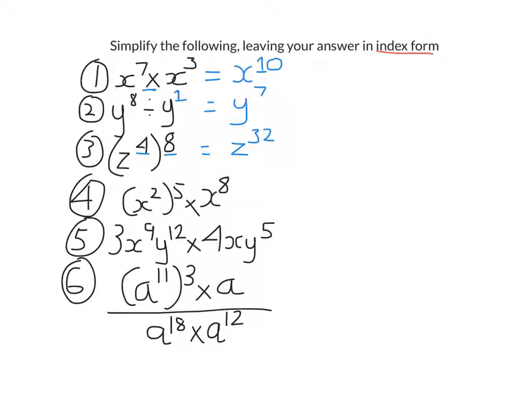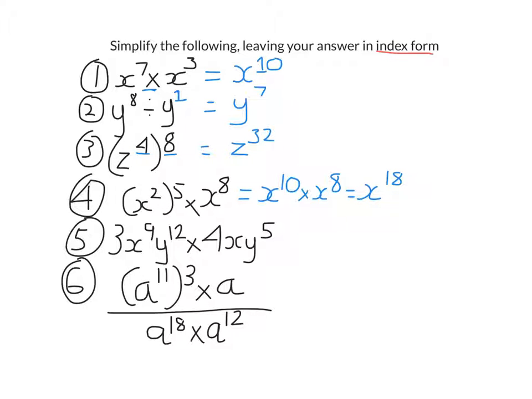So in question 4, we have to use a combination of laws. So we do the brackets first. X to the power of 2 to the power of 5, keep the same base, multiply the powers. Then we need to multiply by x to the power of 8. And of course, we just keep the same base and add the powers together.